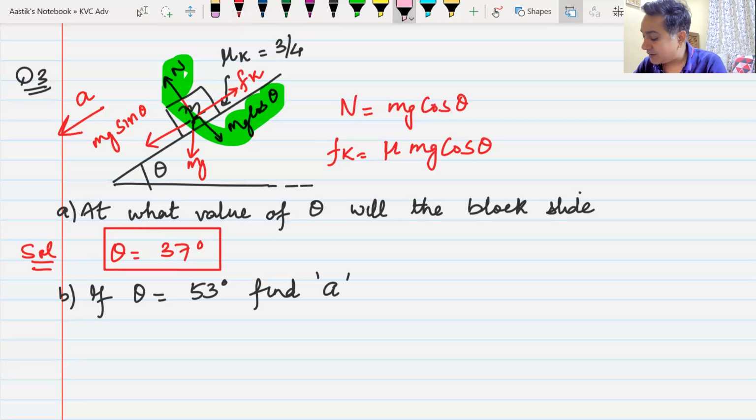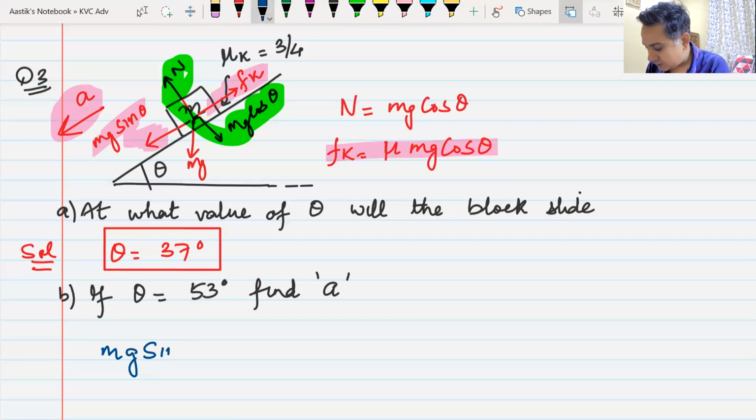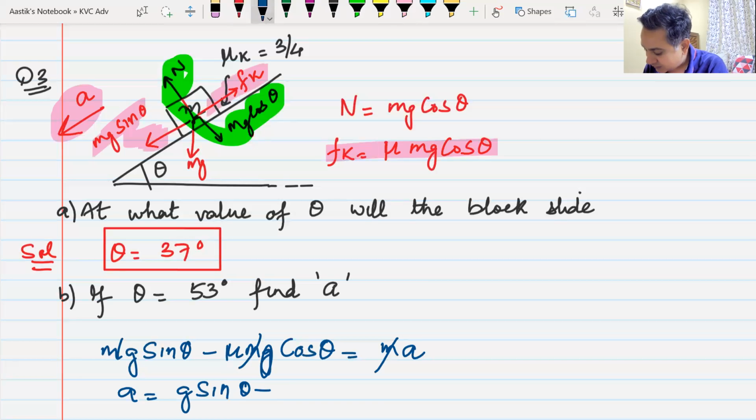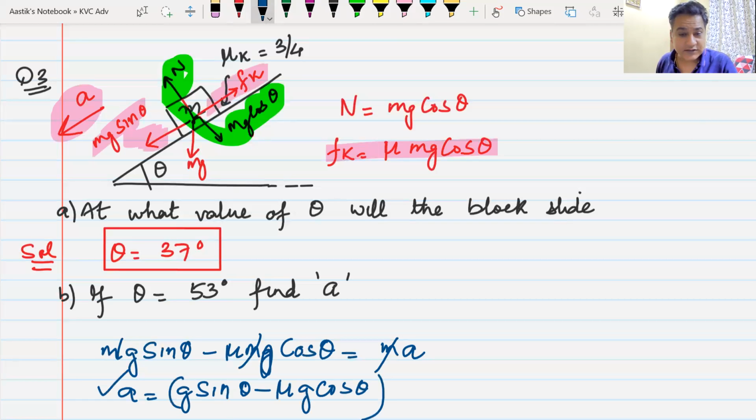What will be my equation in this axis? Acceleration is like this. Downward force is like this. Upward force is like this. Writing the equation, it will be mg sine theta minus mu mg cos theta equal to m into a. m will get cancelled. I will get my acceleration as g sine theta minus mu g cos theta. Yes or no? Yes, sir. That is the answer that we were looking at. Everyone got this answer? Yes, sir.